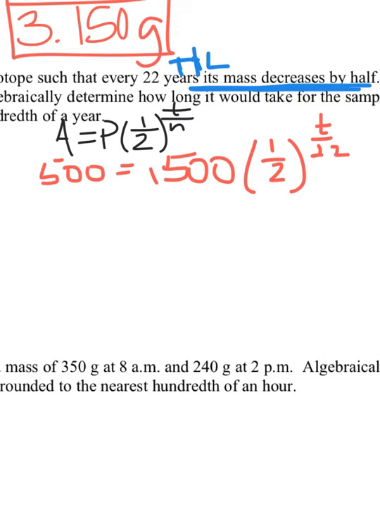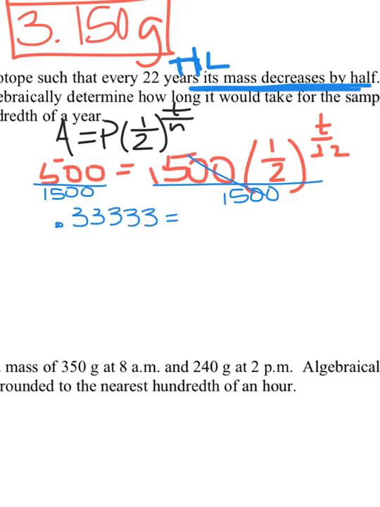So what you're going to do first, you're going to divide by the 1,500, just like we were doing all week. This will cancel out. 500 divided by 1,500 is 0.3 repeating. Remember, you're going to write out 5 decimals, equals 1/2 raised to the time divided by 22. Now, once you get the base and the exponent isolated, you take the log of both sides.